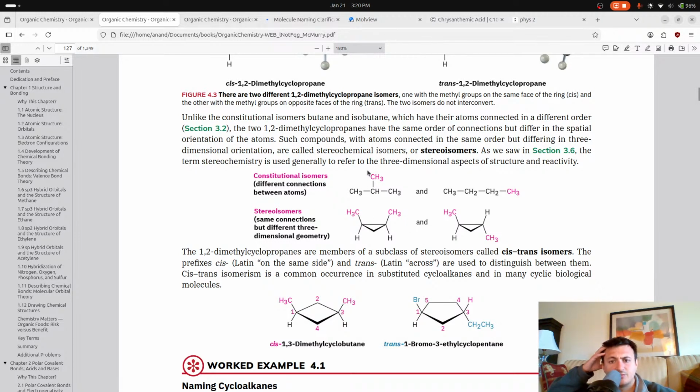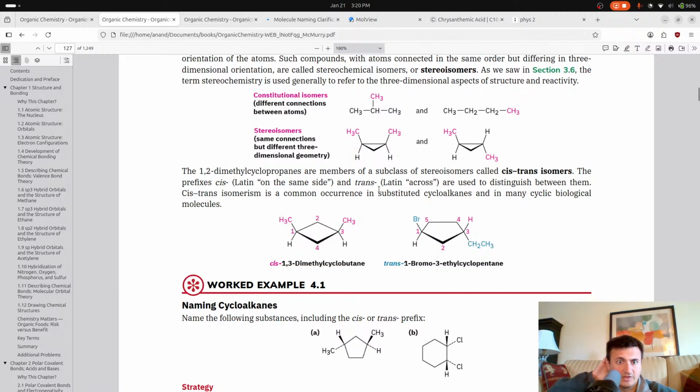So yeah, this is a good example. The 1,2-dimethylcyclopropanes are members of a subclass of stereoisomers called cis-trans isomers. The prefixes cis, meaning on the same side, and trans, meaning across in Latin, are used to distinguish between them. Cis-trans isomerism is a common occurrence in substituted cycloalkanes and in many cyclic biological molecules.